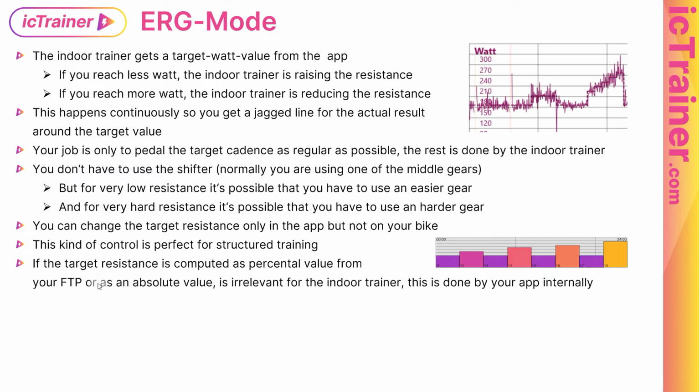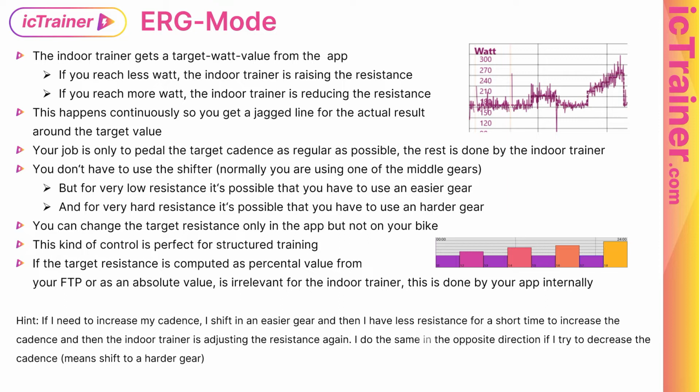But in the end, you can do both, and it's irrelevant for the InterTrainer because this is done by your app internally. One hint: if you want to increase the cadence, sometimes it's easier to shift into an easier gear for a short moment. Then you have less resistance. It's easier to increase the cadence then, and the InterTrainer adjusts the resistance again, and you meet the target value again. I do the same if I want to lower the cadence: I go into a harder gear, and then it's easier to decrease the cadence.